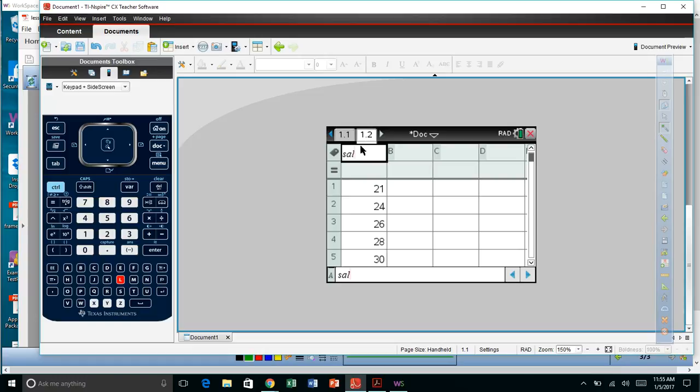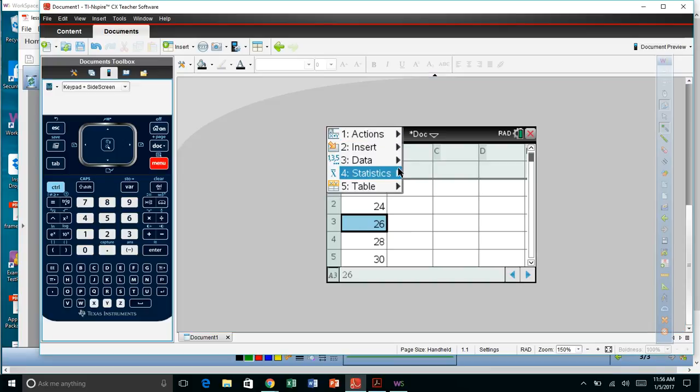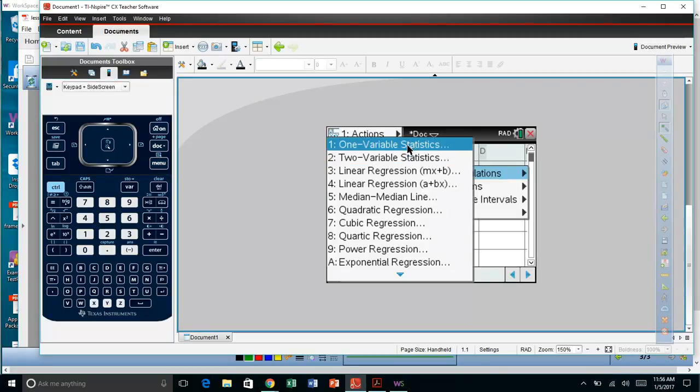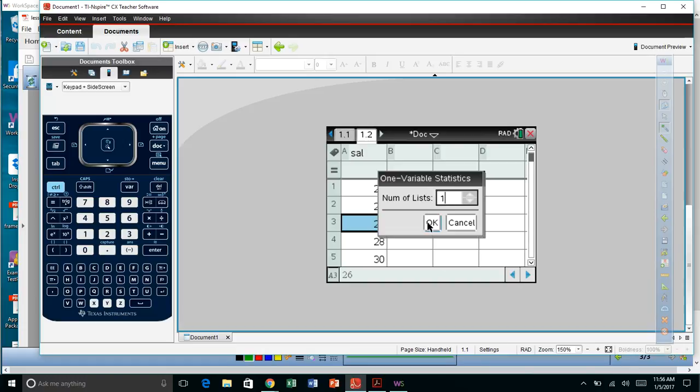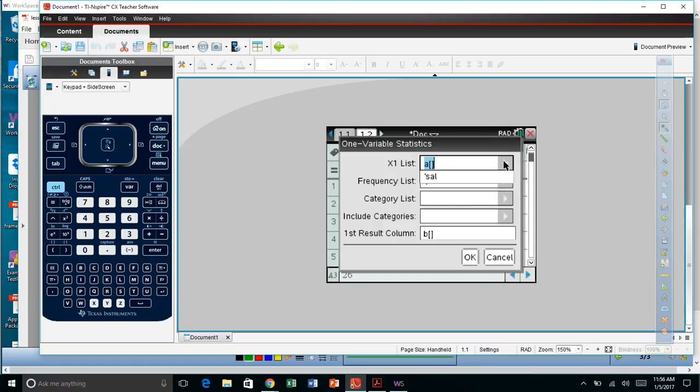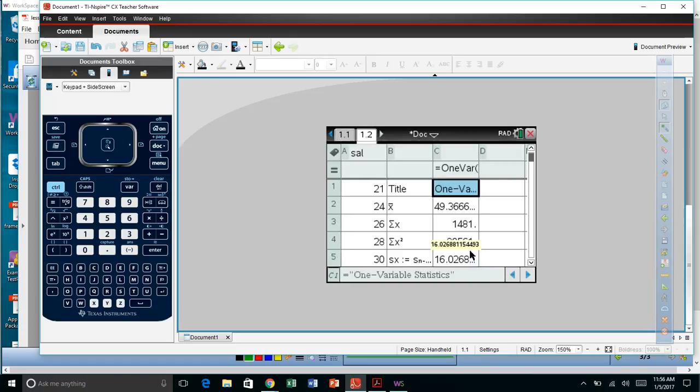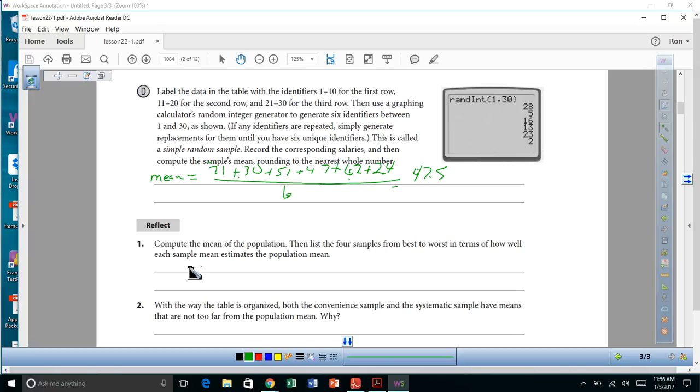Salary. All right. Now, how do we calculate? Make sure you got it in there, and then menu 411. Number of lists is 1. We call it salary. All right. So we're looking for the mean. The true mean is 49.366.